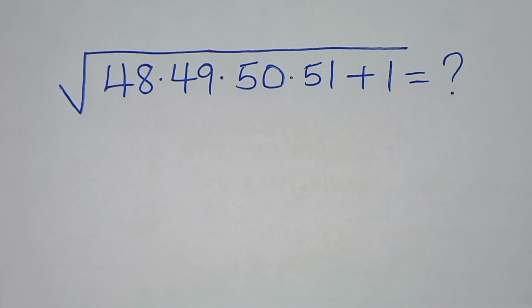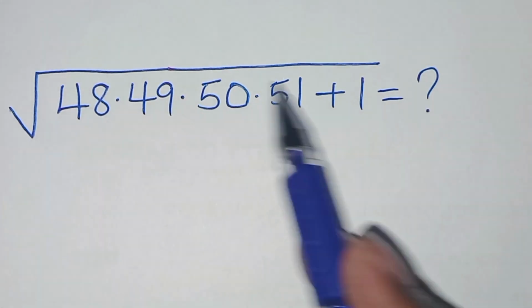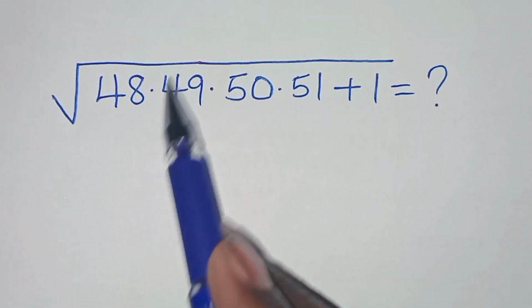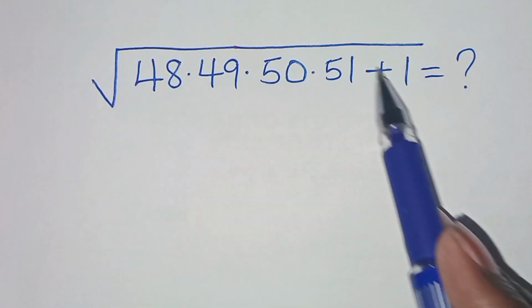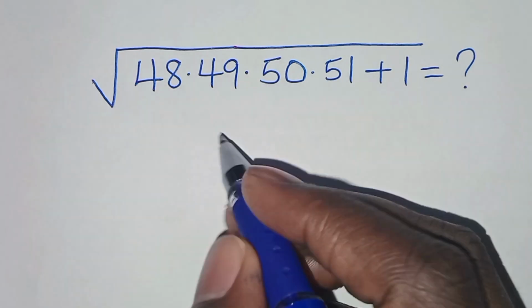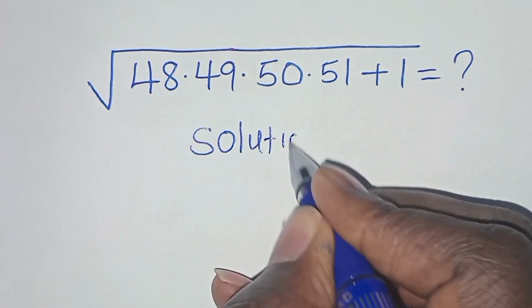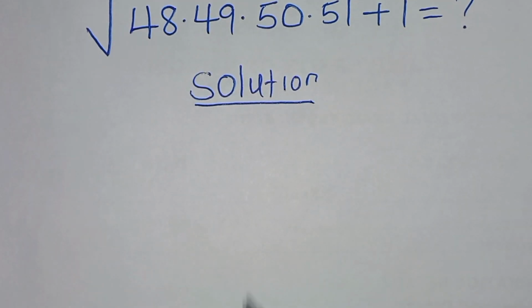You're welcome to solve this nice radical square root problem. Now, we are going to apply three methods to solve this problem, which is the square root of 48 times 49 times 50 times 51 plus 1. Now, from here, let's provide a solution. Let's start with method 1.